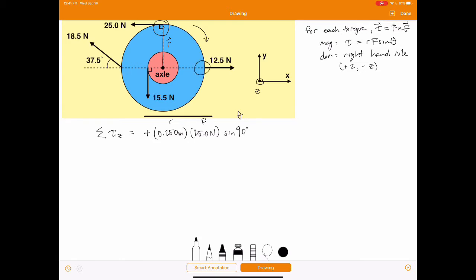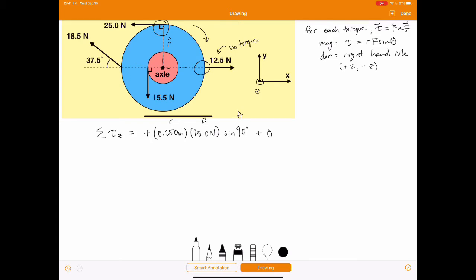So now we're looking at this force here, that's 12.5 newtons. I want you to notice something about this force. If we follow the line of action back to the axis of rotation, we see it's going right through the axis of rotation. So this gives us no torque. So I'll just add 0.